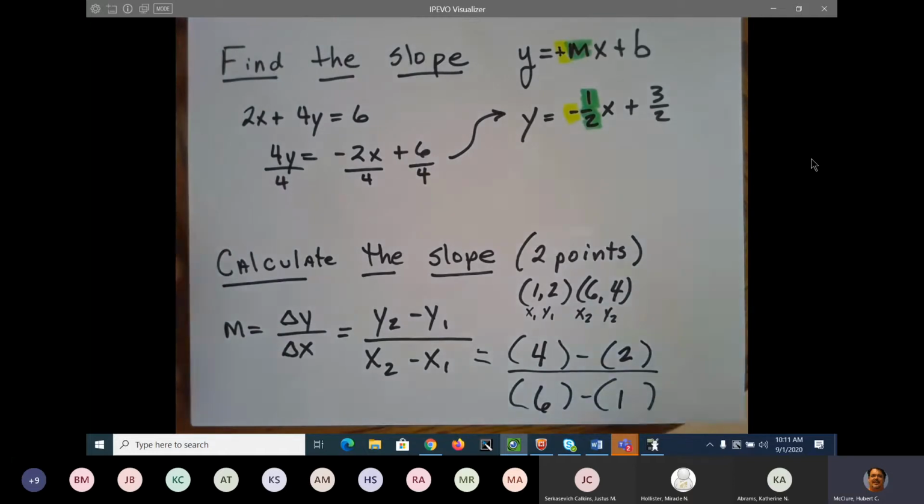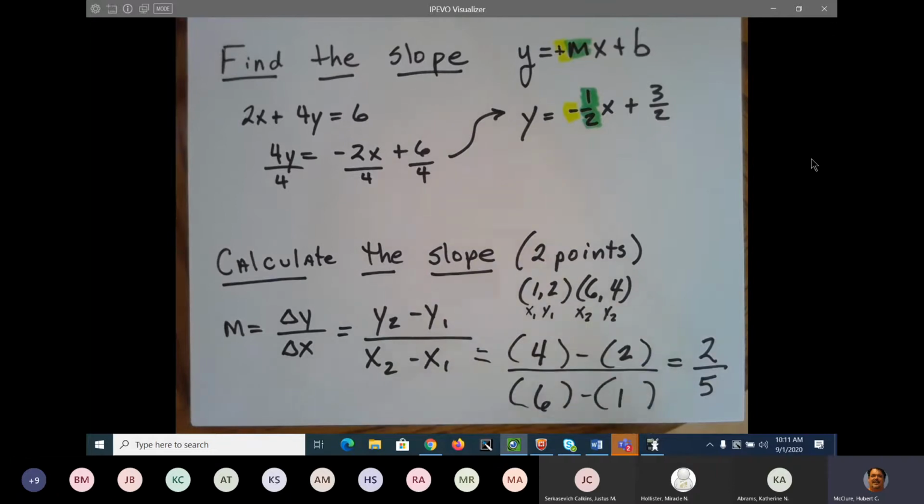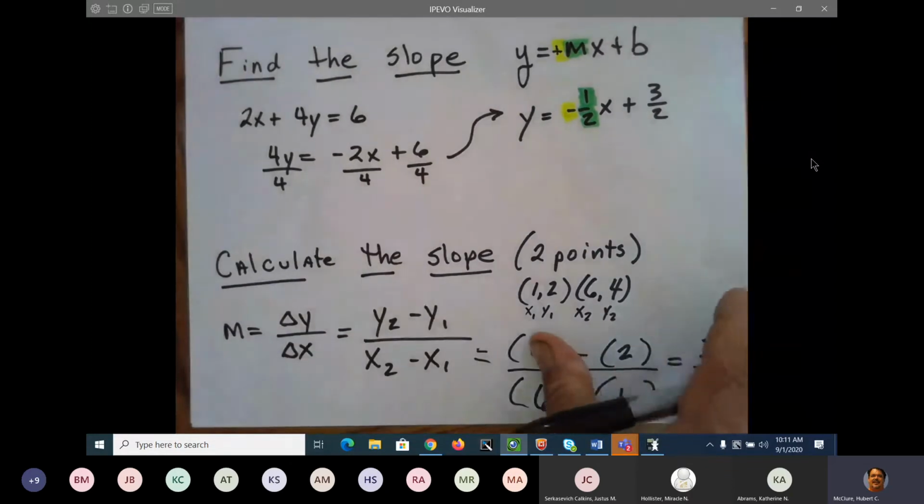4 minus 2 is 2, and 6 minus 1 is 5. So the slope of the line that goes through (1, 2) and (6, 4) is 2/5. Now, the second part of this is finding an equation.